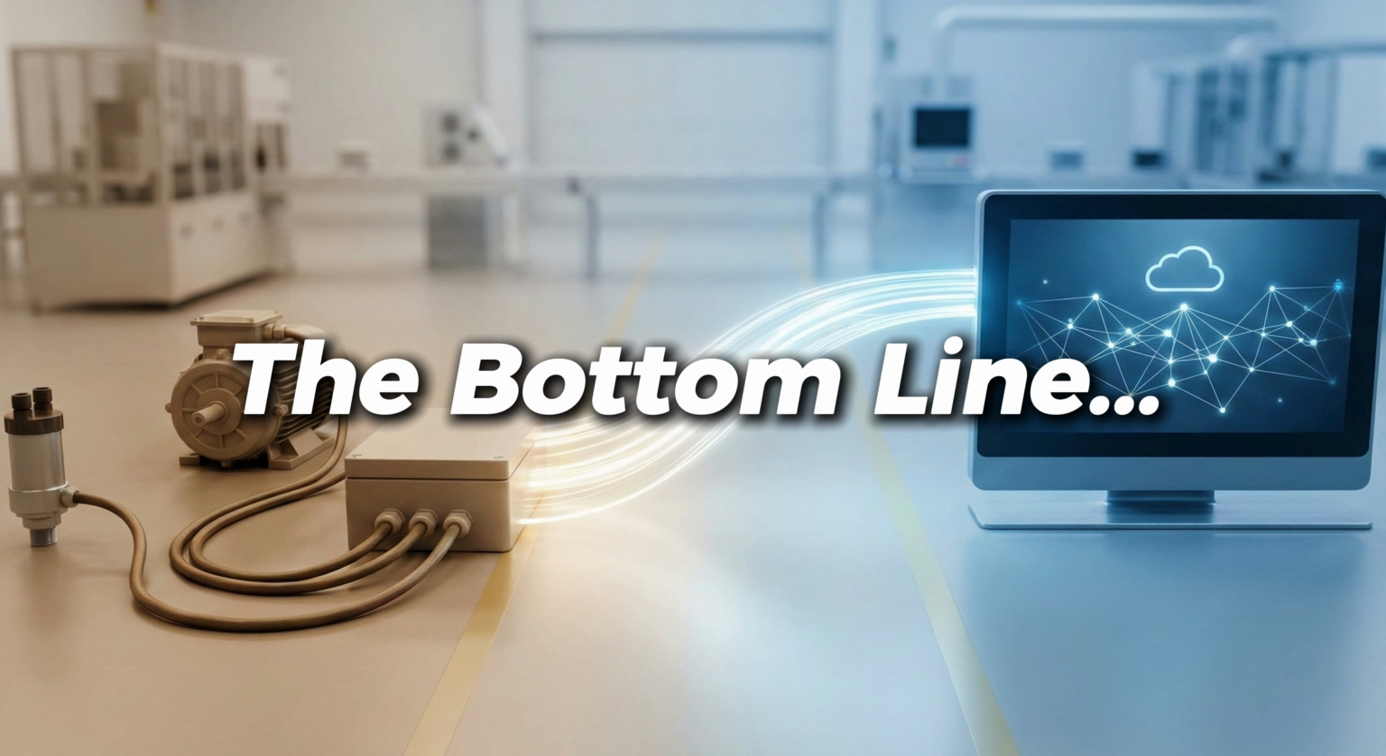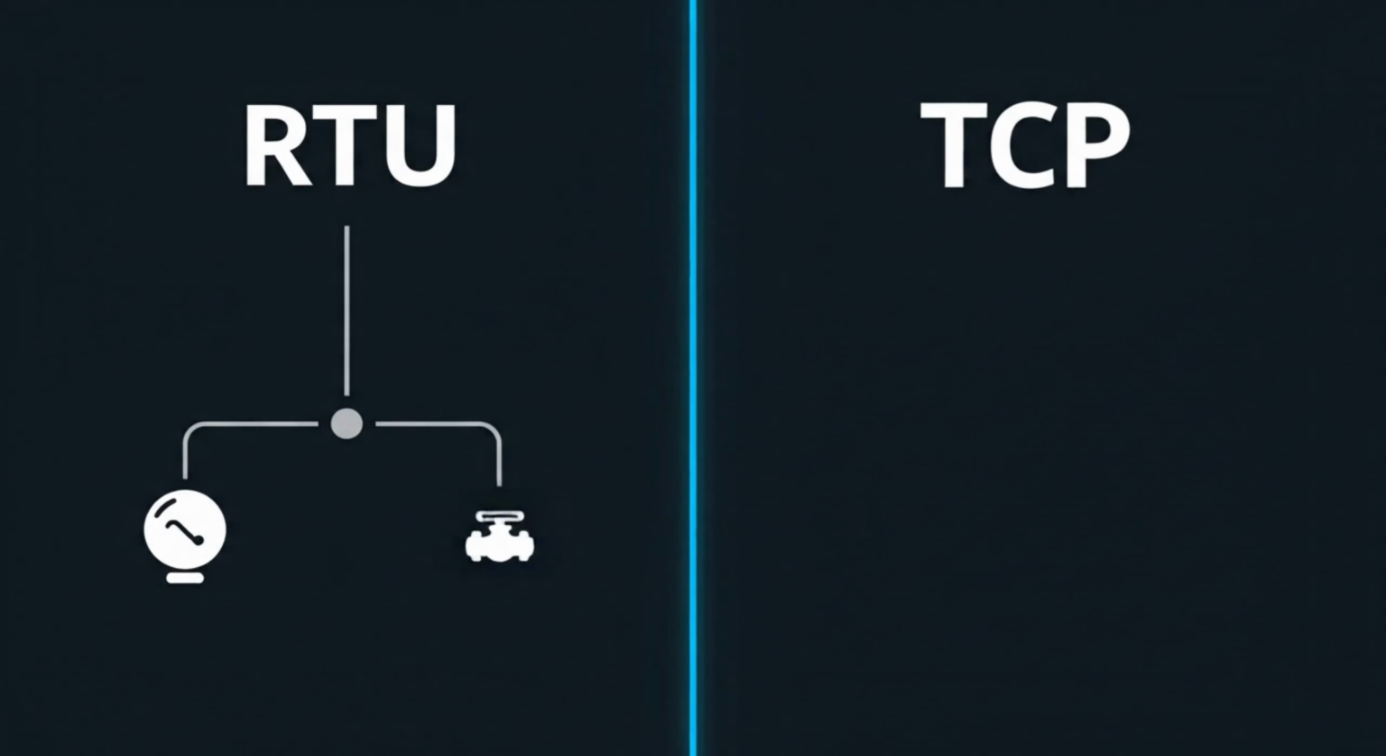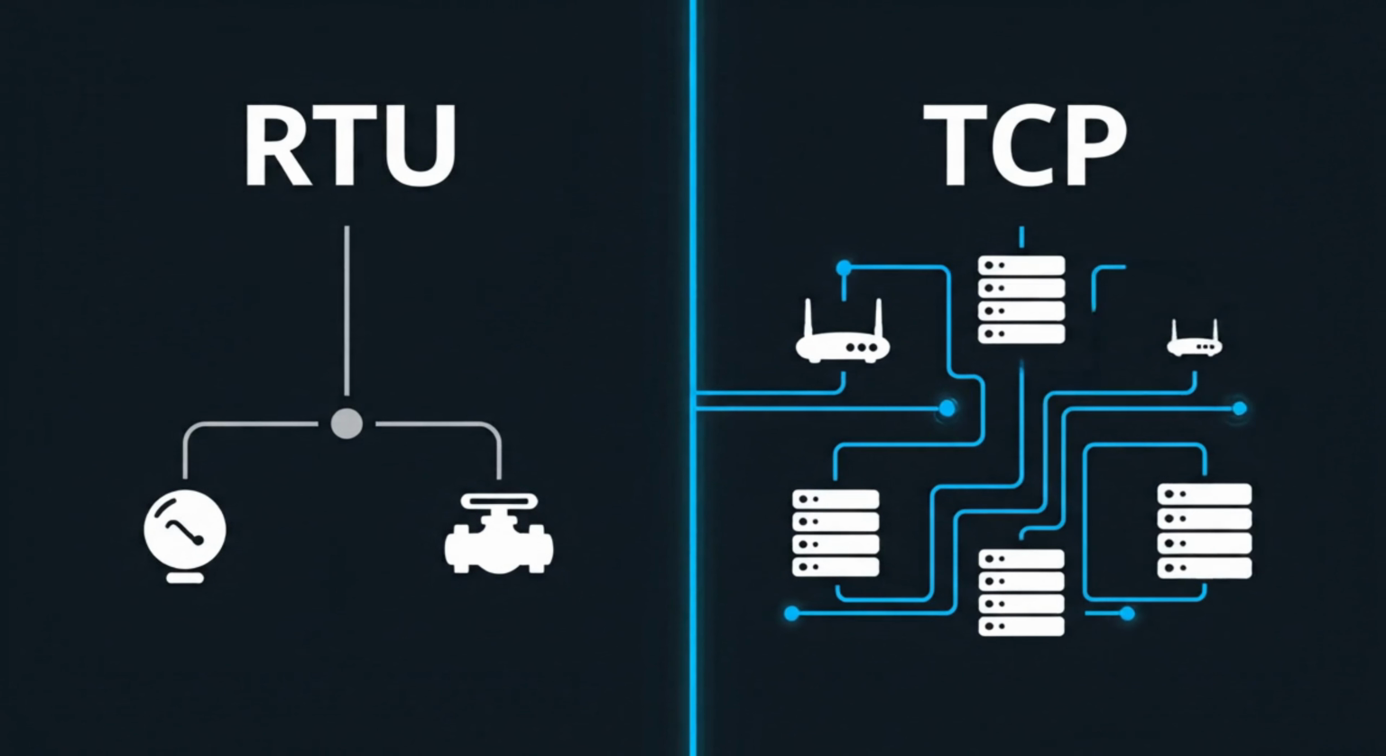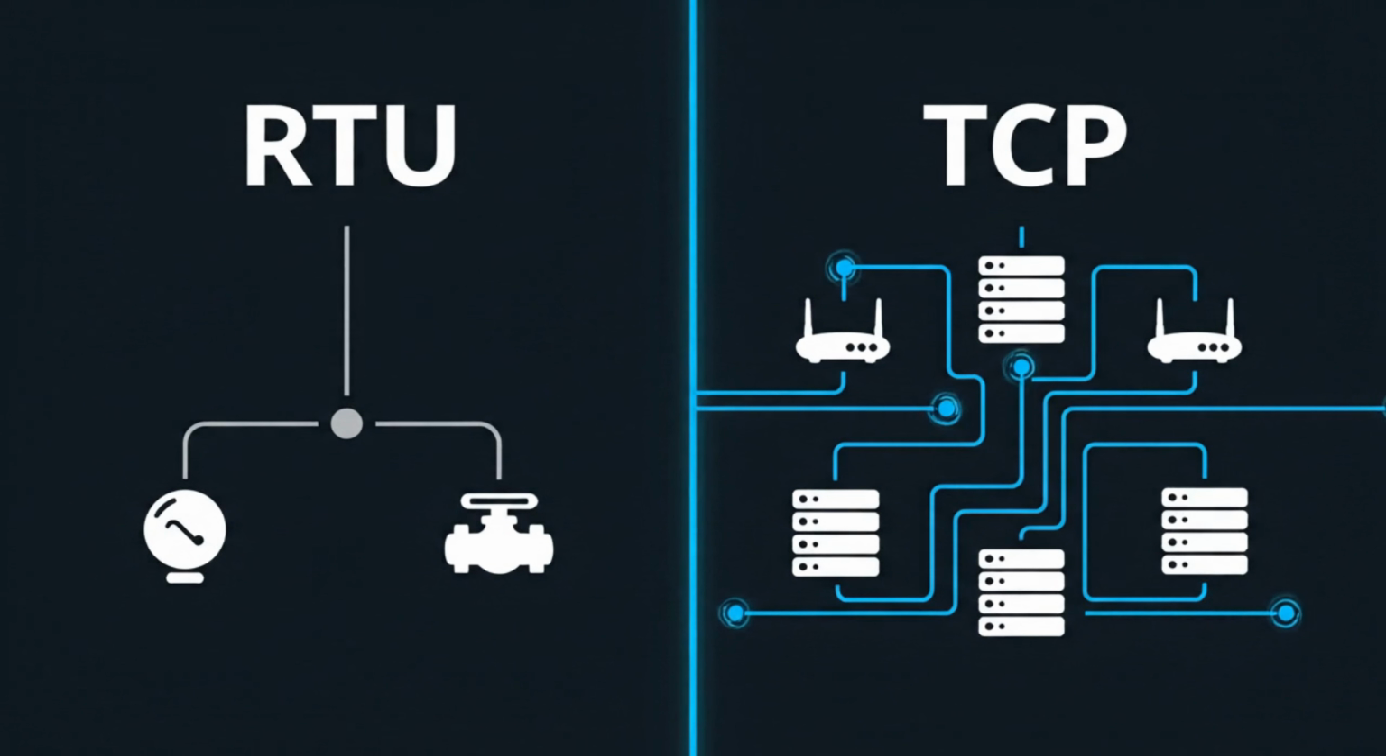So here's the bottom line. Modbus RTU is great for field devices and simple serial networks, while Modbus TCP is great for modern, scalable, centralized systems. And most facilities use both, so bridging them is easier than ever thanks to gateways that handle all the heavy lifting for you.